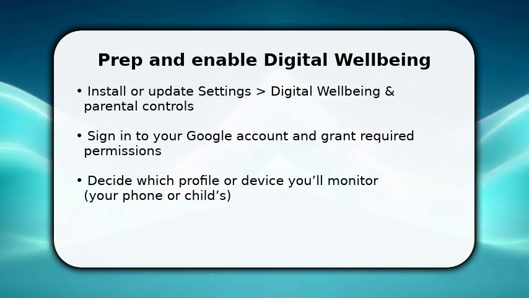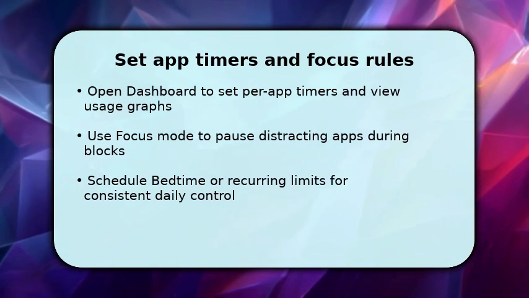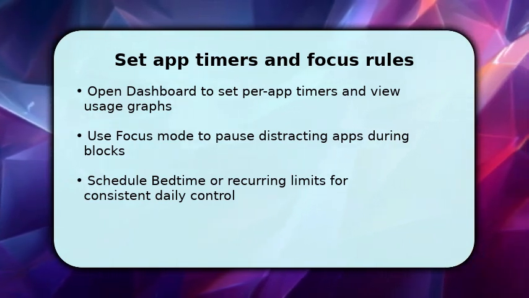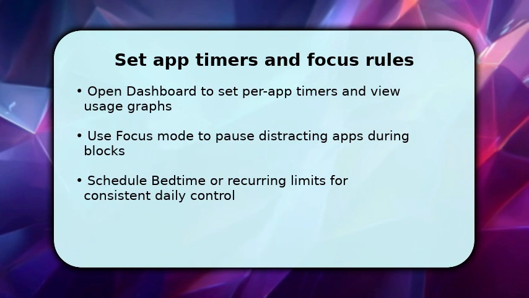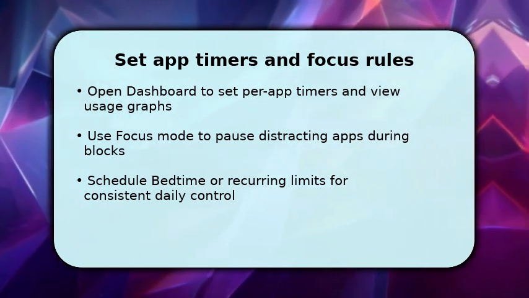Move to the next step to set precise apps. You'll use Dashboard to assign timers. Tap each app and set a daily limit, for example, 1 hour. Timers stop app access at the limit, so choose realistic values and adjust as you test.